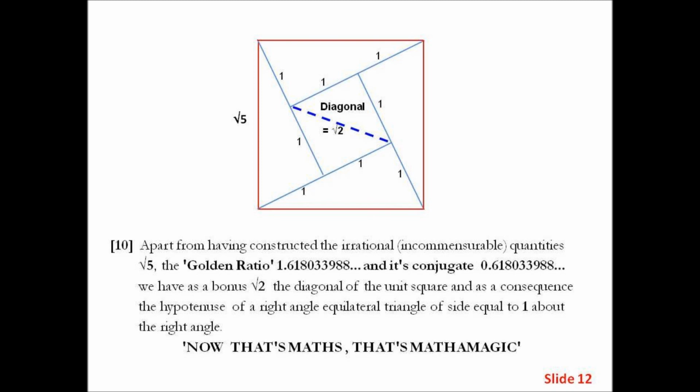Apart from having constructed the irrational incommensurable quantities root 5, the golden ratio, 1.618033988, and its conjugate, 0.618033988, we have as a bonus root 2, the diagonal of the unit square, and as a consequence the hypotenuse of a right-angled equilateral triangle, of side equal to 1, about the right angle. Now that's maths, that's mathemagic.